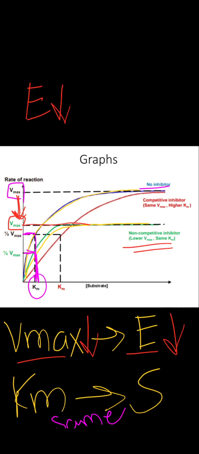So you can see, and the same thing will be for the 1/2 Vmaxes. Now, the 1/2 Vmax of the no inhibitor was here, and the 1/2 Vmax of the non-competitive inhibitor was here. Again, it decreases because of the enzyme decrease. And the Km was the same for both of them because we did not change any substrate concentration.